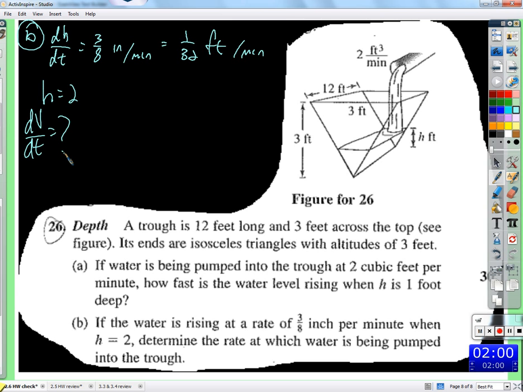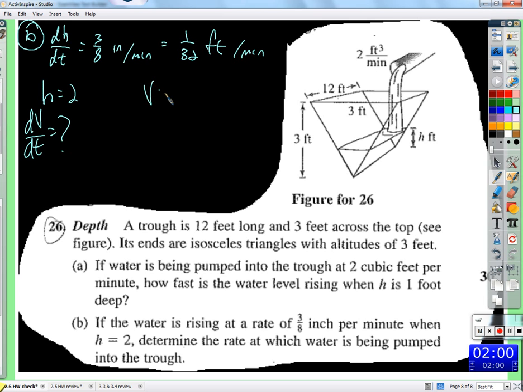All right. They tell us about height. They tell us about dH dt, which is also height. They're asking us about dV dt, which has to do with volume. Remember, our calculus skills come in by writing an equation, taking the derivative of that equation. That's where we get dV dt, dH dt, all that stuff.